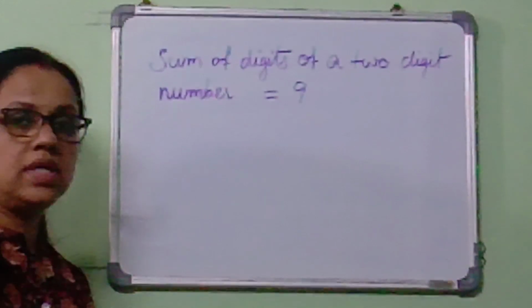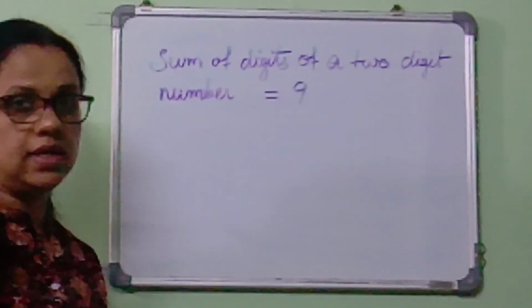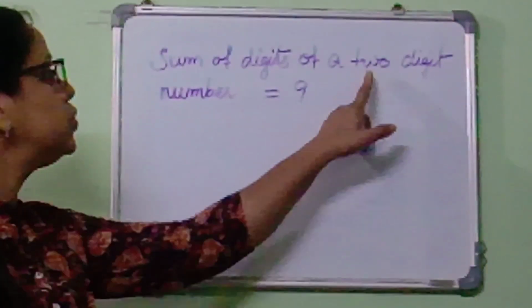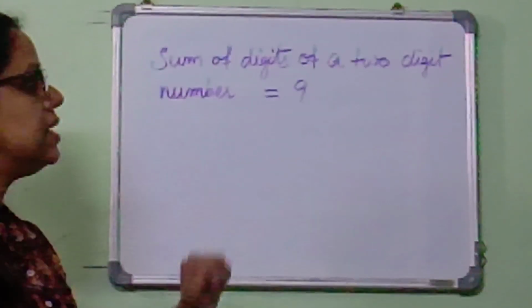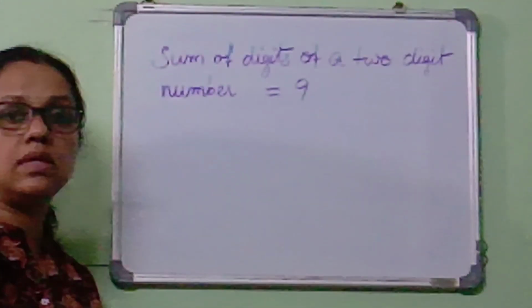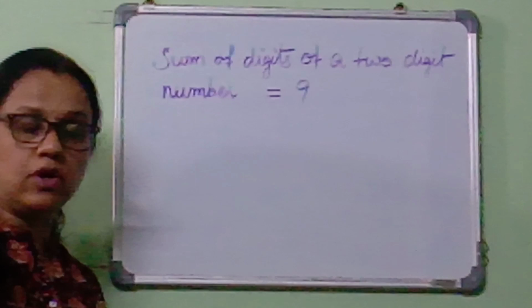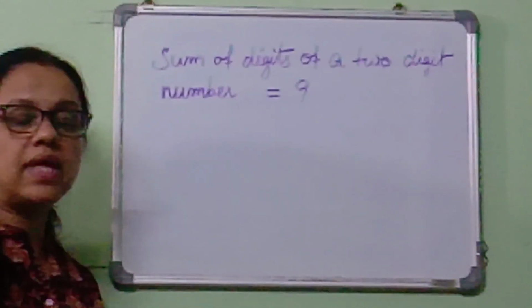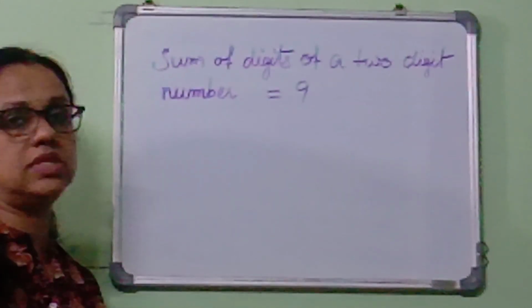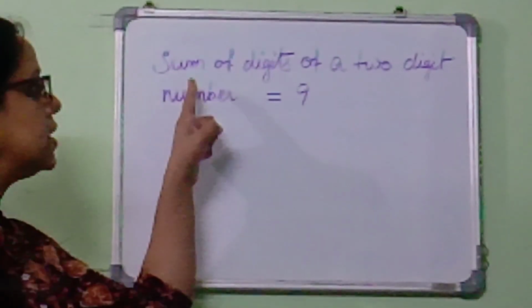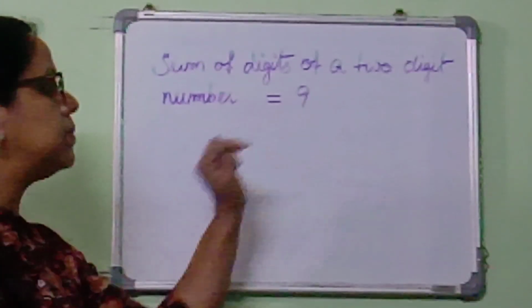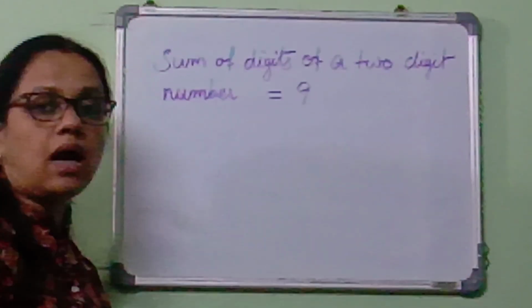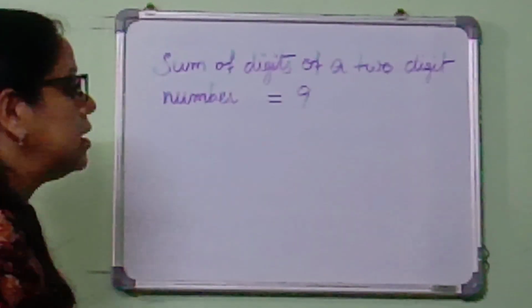Another type of question in this chapter which I am going to explain is questions related to two-digit numbers. In these type of questions, the two digits of that number will not be given in the question. Instead of that, the relationship between the two digits will be given. Like here you can see, sum of digits of a two-digit number is equal to 9. Let us see how we will frame the number then.